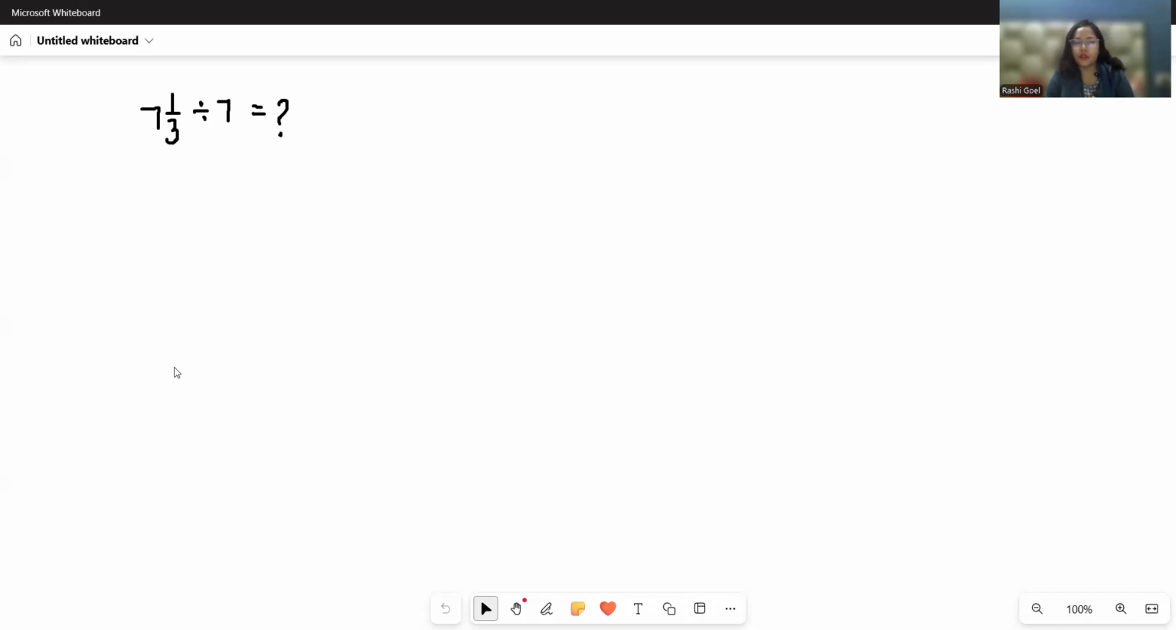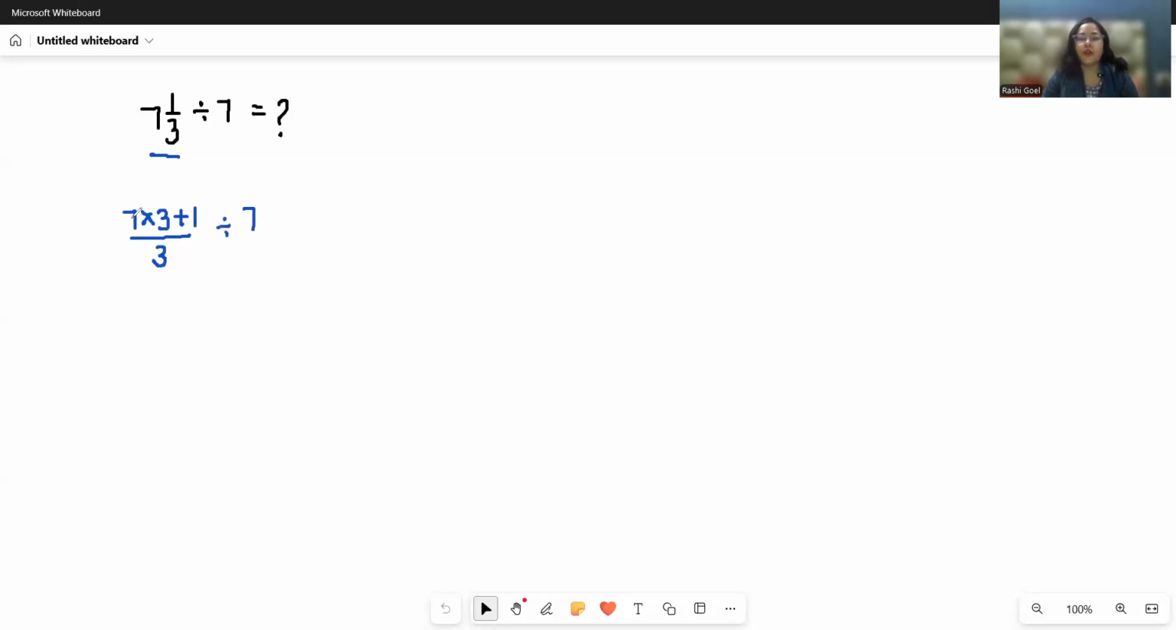So we are going to solve this 7 whole 1 by 3 divided by 7 equal what? That looks simple, right? But still many people fail to solve this because first we have to convert this mixed fraction into improper fractions. So how can we convert? Write the denominator in denominator and multiply the whole with denominator and add the numerator, divided by 7.